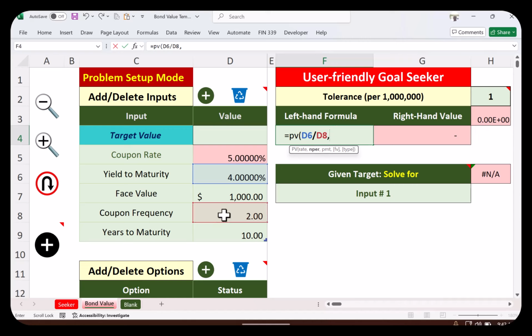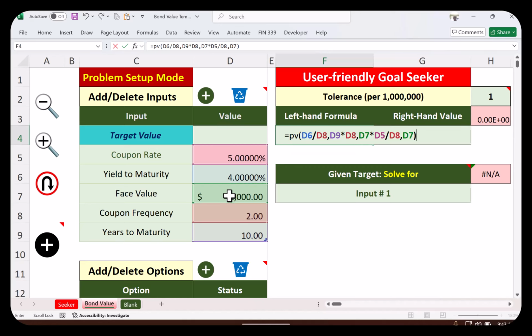The second argument is number of periods. Well, that's years to maturity times coupon frequency. The third argument is payment, which is the periodic coupon payment. Well, we know how that works. That's the coupon amount, right? Take the face value, multiply that by the coupon rate, divide that by coupon frequency. And the fourth argument is finally face value.